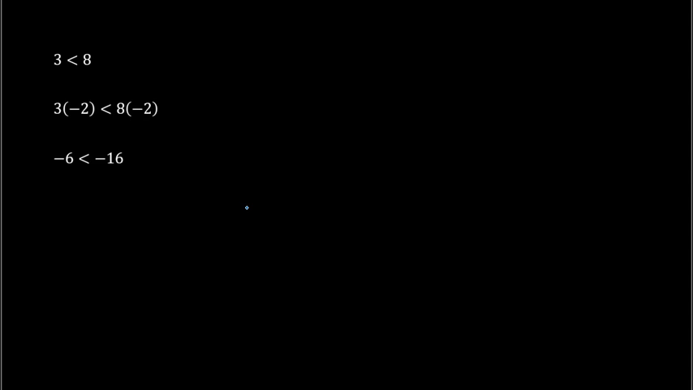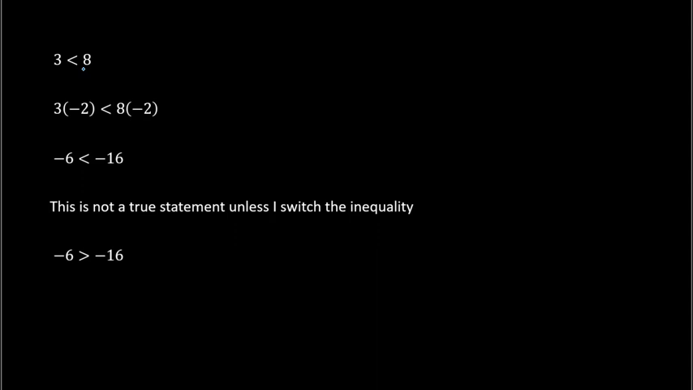Notice that this will now not be a true statement because negative 6 is not less than negative 16. Negative 16 is less than negative 6. So when we multiplied by that negative, it made this into a false statement. So when I multiply or divide by a negative number, I must switch the inequality. So instead of the less than sign, I now need to make it a greater than sign. So that is the only difference when you're solving an inequality statement.